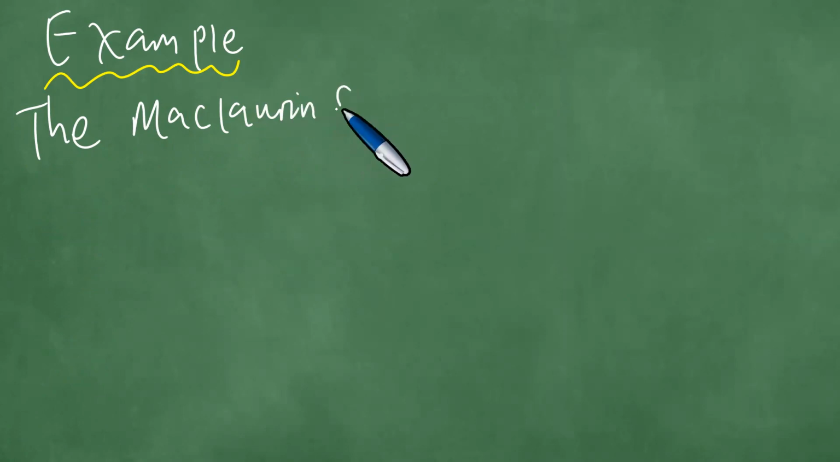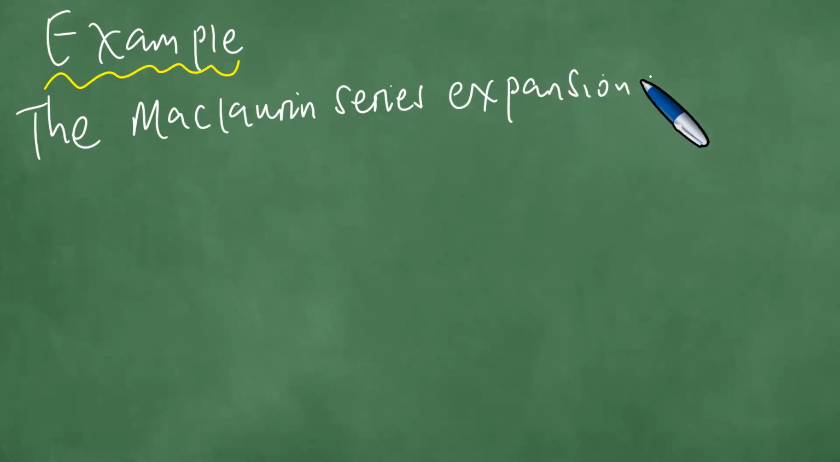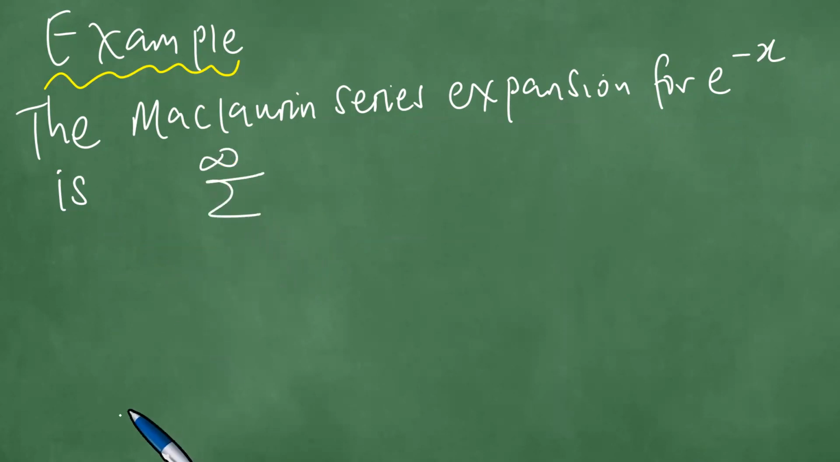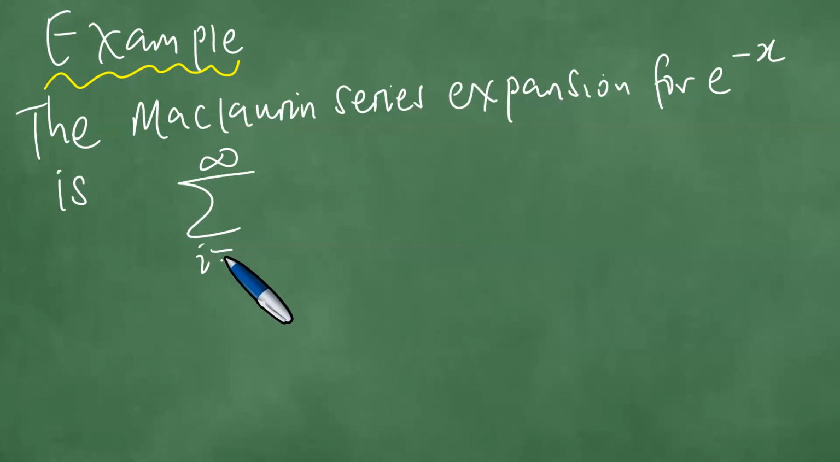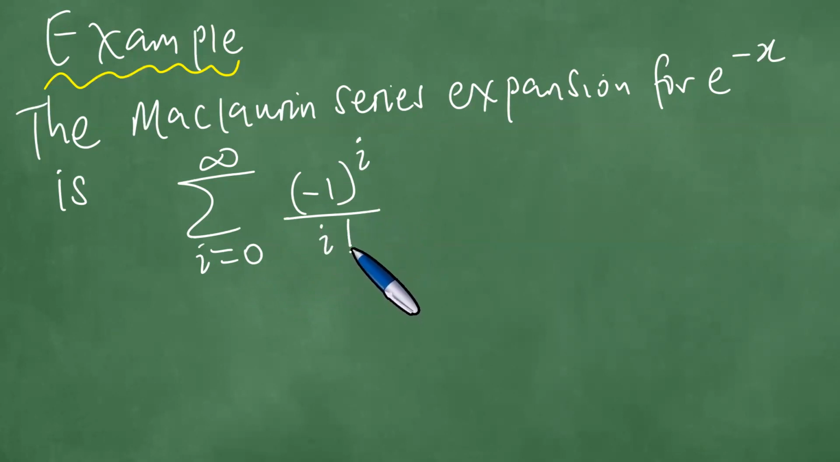series expansion for e to the minus x is the sum from i equals 0 to infinity of minus 1 to the power i, divided by i factorial, times x to the i. The Maclaurin series expansion for e to the power minus x is this one here.